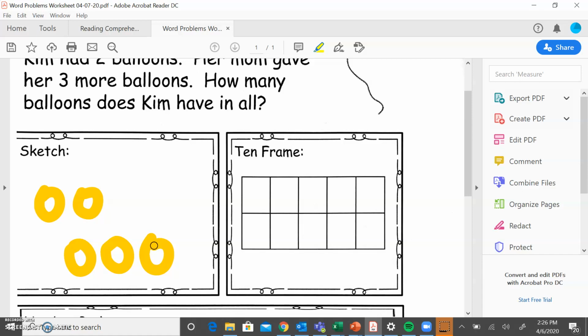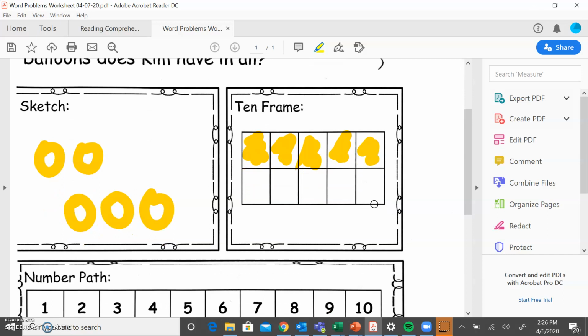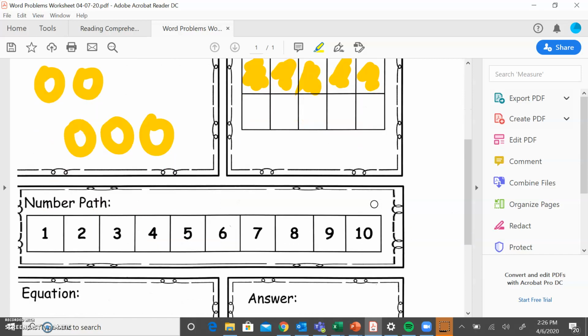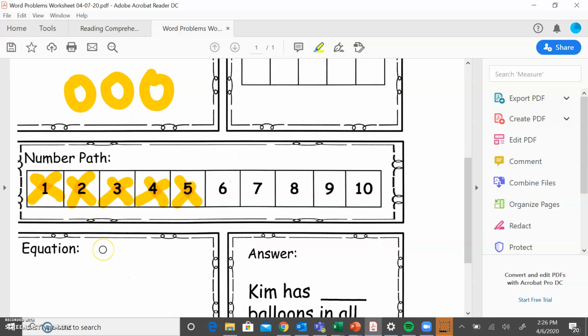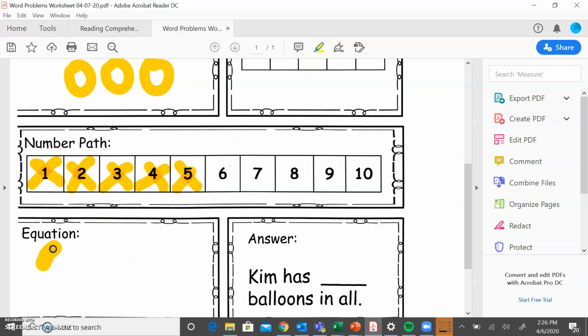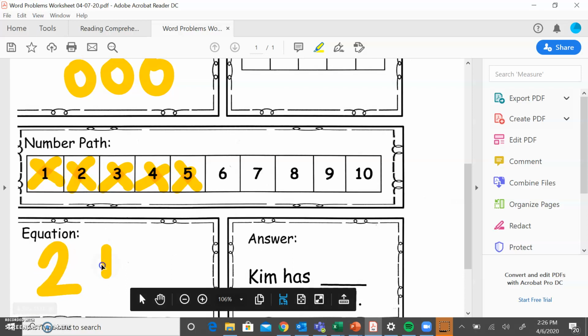Or we can use our 10 frame, and fill in the 2 balloons that she had originally, and then add 3 more. Or if we're more number people, we know that we had 2 balloons to start, and then we got 3 more. One thing we're seeing among all of these is that we started with 2, and we added 3.